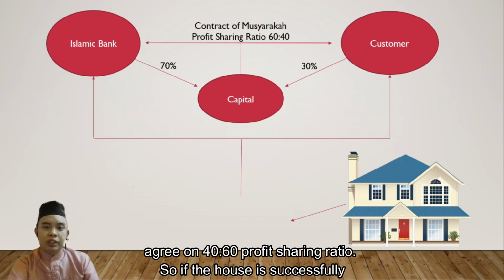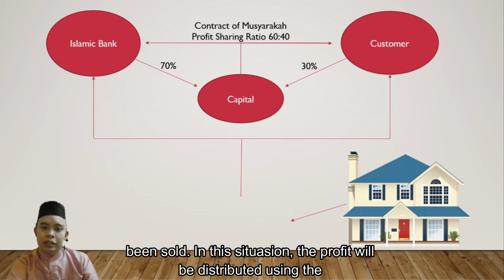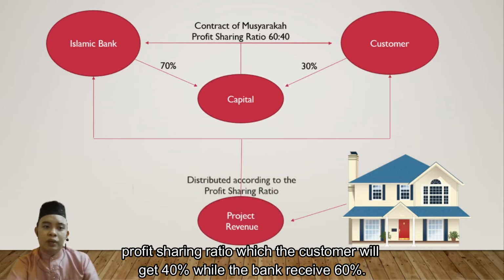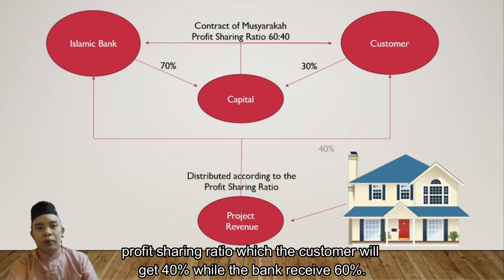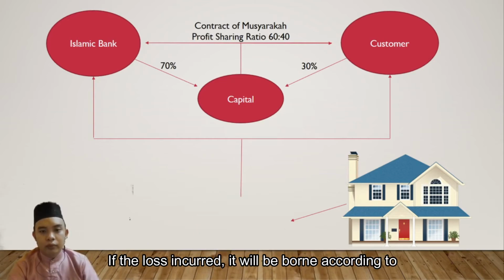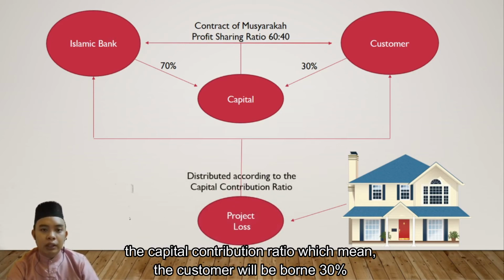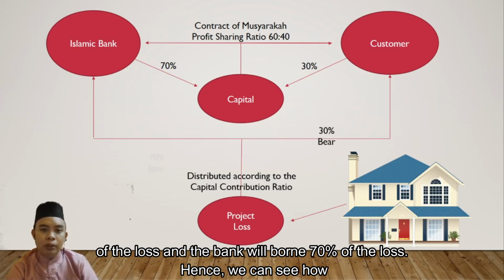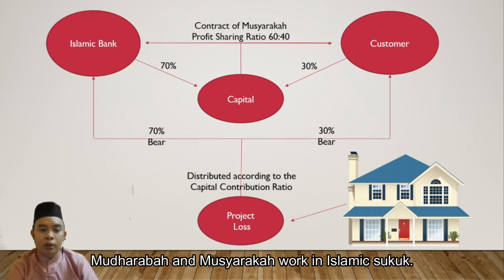So if the house is successfully sold, in this situation, the profit will be distributed using the profit sharing ratio, in which the customer will get 40% while the bank receives 60%. If a loss is incurred, it will be borne according to the capital contribution ratio, which means the customer will bear 30% of the loss and the bank will bear 70% of the loss. Hence, we can see how Mudharabah and Musyarakah work in Islamic Sukuk.